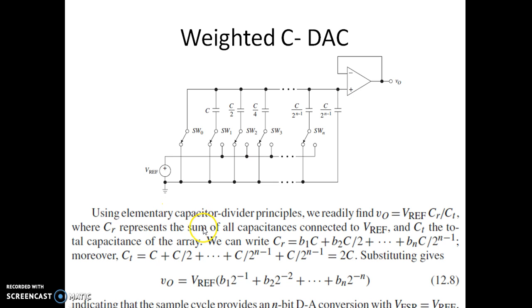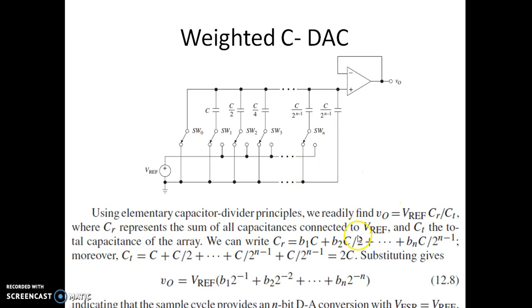Using the elementary capacitor divider principle that we studied earlier, we can readily say that the voltage V0 is given by V reference multiplied by CR divided by CT. So what is this CR? CR represents the sum of all the capacitances connected to V reference, and CT represents the total capacitance of the array.